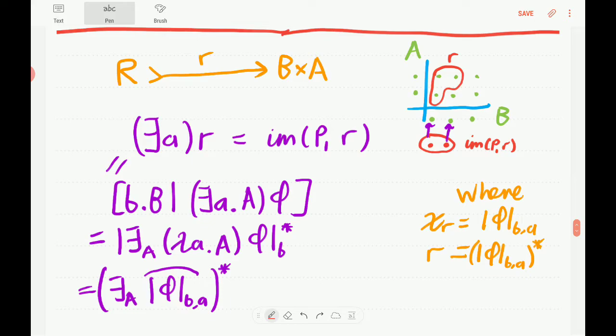So one of these is that, let's say we just have that phi here just has these variables, little b and little a.